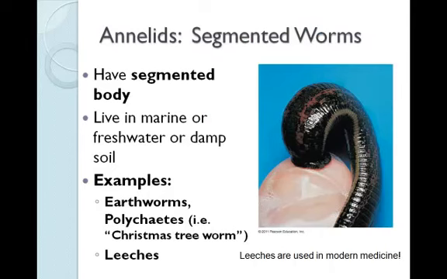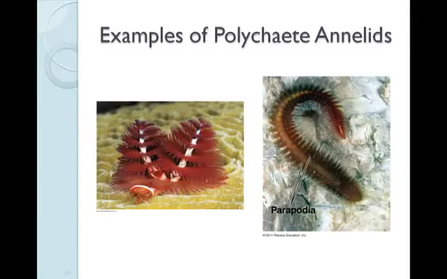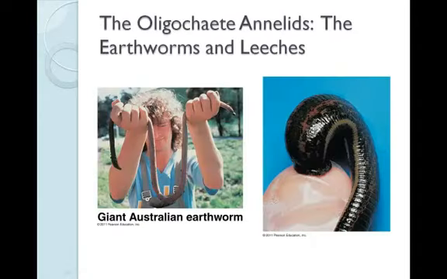The annelids are the segmented worms that live in marine or freshwater environments or in damp soil. The annelids include the familiar earthworm, the leeches, and the marine worms, the polychaetes. The opening slide for this episode showed the marine polychaete, the Christmas tree worm, which was an inspiration for some of the alien species in the movie Avatar.